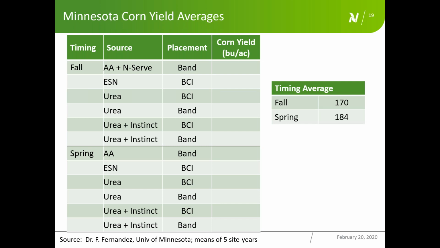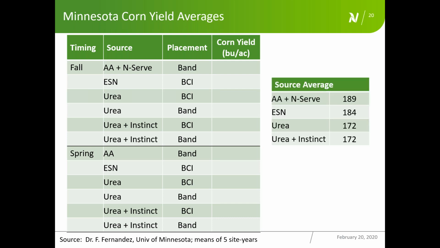So there's some interesting comparisons here. Just looking first at the overall average, in this case, again, our spring application is better. About a 14 bushel difference in corn yield between spring and fall applications. So you can see why that might be preferred in this environment. If we look then at the source differences, simply averaging fall versus spring, the ammonia with N-Serve, and recognizing that the spring ammonia application actually did not use N-Serve, but if we look at ammonia, we have ESN, a controlled release fertilizer, urea, and urea plus a nitrification inhibitor.